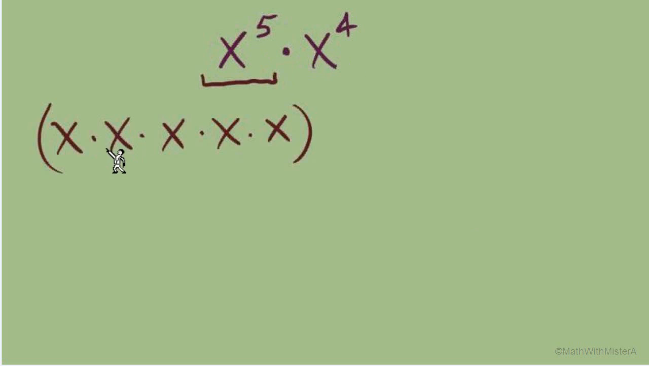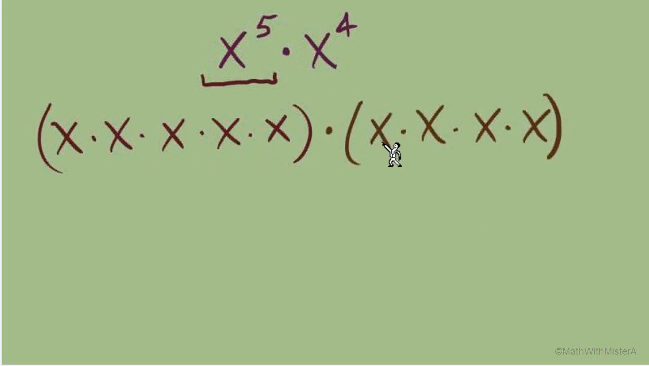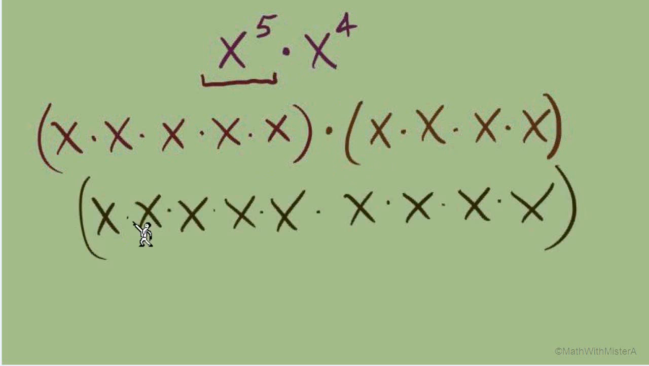x to the 5th, so there's my x times x 5 times, and x to the 4th, x times itself for a total of 4 times. And again, they're being multiplied together. So this is really just one long list of multiplications. And how many times is x being multiplied? 9 times. Well, I should say there are 9 x's. So in exponential form, we have x to the 9th.